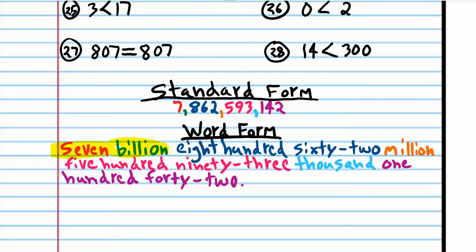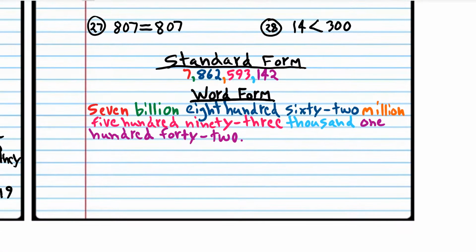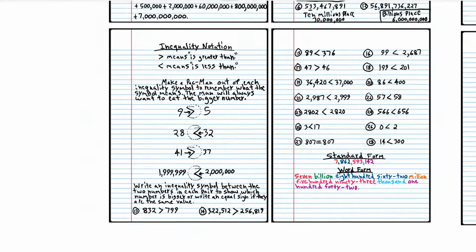So as you can see, I've color-coded this. 7,862,593,142. All right, so that's how you convert a standard form number into word form. Now, this is not an English course, so I'm not going to tell you how to spell the numbers, or teach you all the names for the numbers like 72 and 11 and all that type of stuff. But there are some interesting things to know.